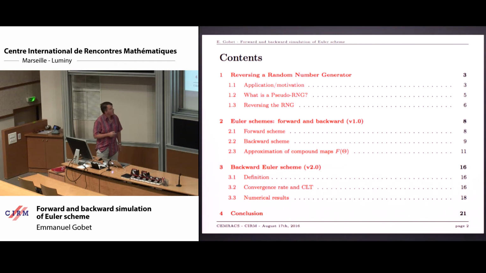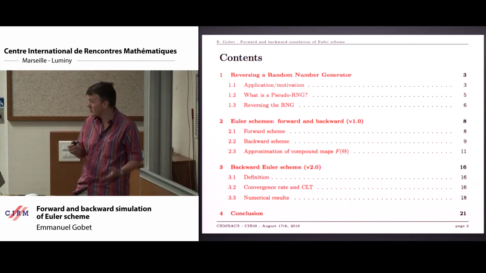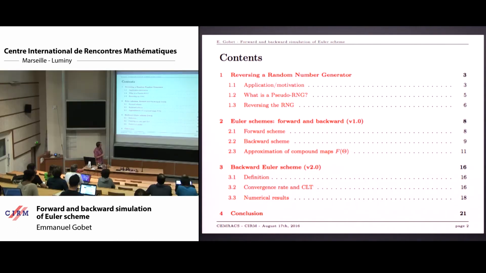Then I will present a first version of the Euler scheme in a usual forward manner, so you know this. And then I will present the backward version. This first version will be accurate to the order 1/2 as the usual Euler scheme. And in a second version, we will prove that it is accurate to the order 1. It will be just a small modification of the first backward Euler scheme.